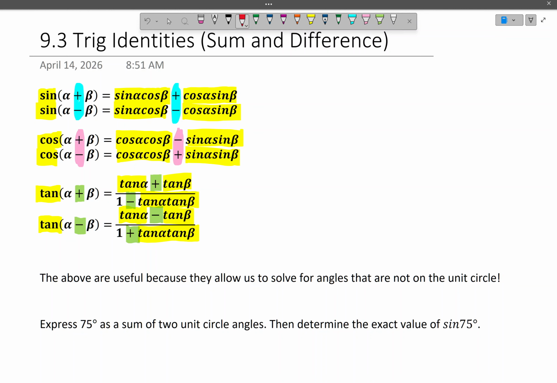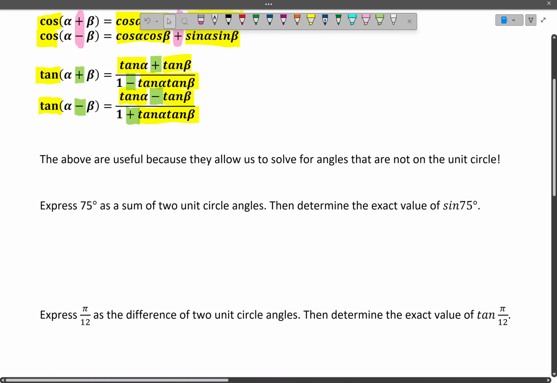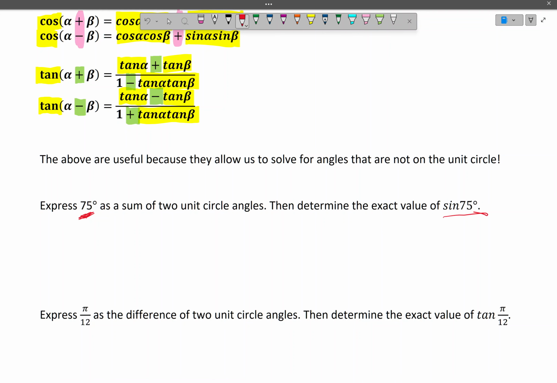Okay, this is a useful set of identities because it lets us solve for angles that are not on the unit circle. So, for example, if we ask this question here, which says express 75 degrees as a sum of two angles, and then determine sine of 75. Normally we wouldn't be able to solve for sine of 75 just from the unit circle from last unit. We would have to use just our calculator and get an approximate value, a decimal answer, but it's looking for an exact value, so we have to solve this precisely. How can we do that?